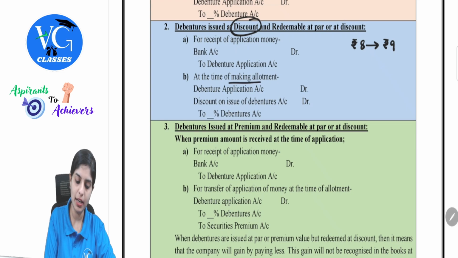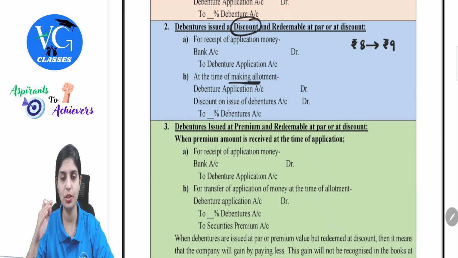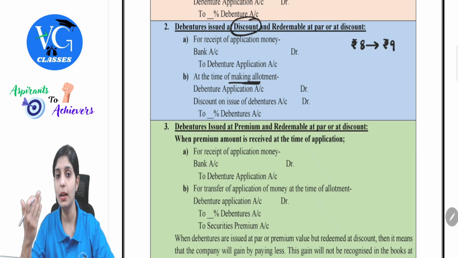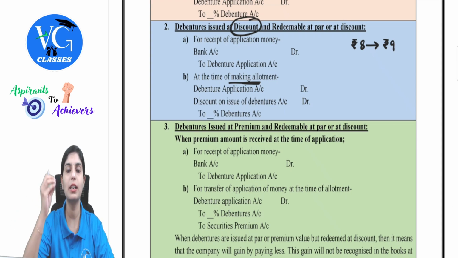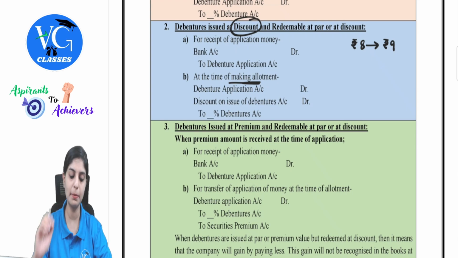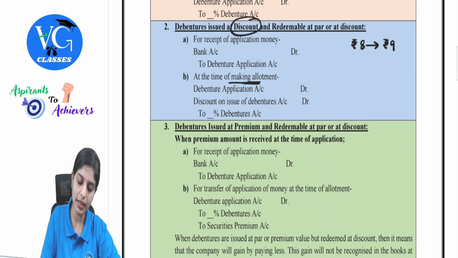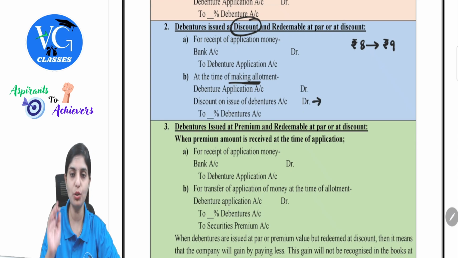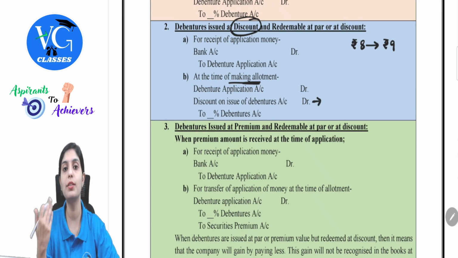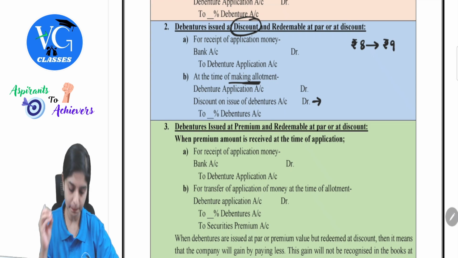At the time of making allotment, debenture application account debit. Generally, this can come in allotment. Since we are referring to application entry, here debenture application account debit, discount on issue of debentures account debit to percentage debentures. Here again, there is no extra outflow. So we will normally debit what we understood in the issue entry as well.